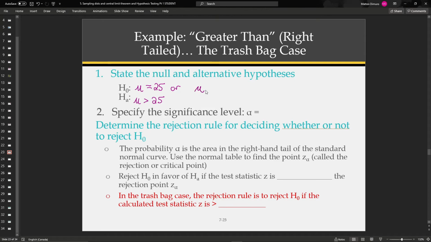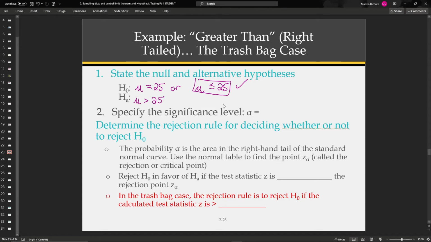Or you can say mu is less than or equal to 25. Generally, I like this better. So you do your alternative first, and then whatever sign goes here is the opposite one. So if it's greater than here, it's going to be less than or equal to. Okay? Either one would be acceptable.